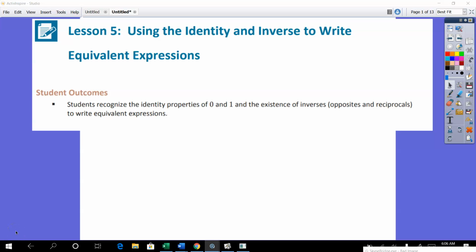Hi, this is Ms. Pellegrin, and today we're looking at Module 3, Lesson 5, using the identity and inverse to write equivalent expressions. So we are still looking at equivalent expressions. Today we want to recognize those properties of 0 and 1, and then the inverses, so our opposites and our reciprocals, in order to write equivalent expressions.